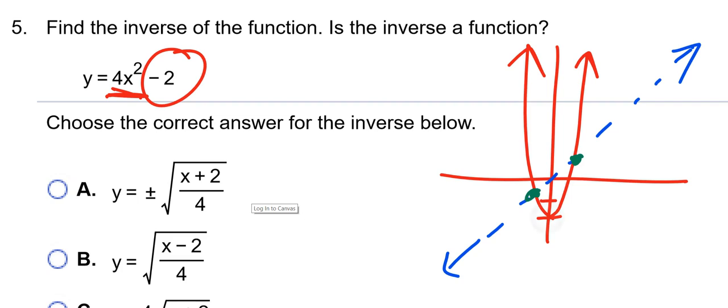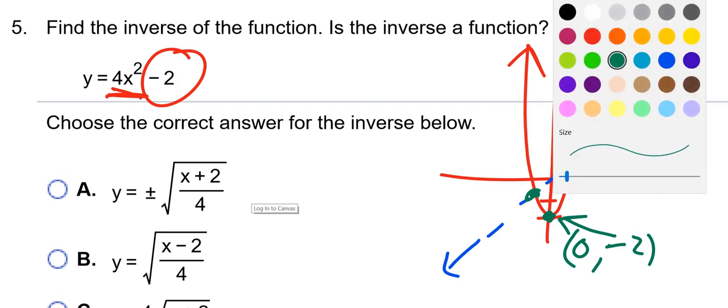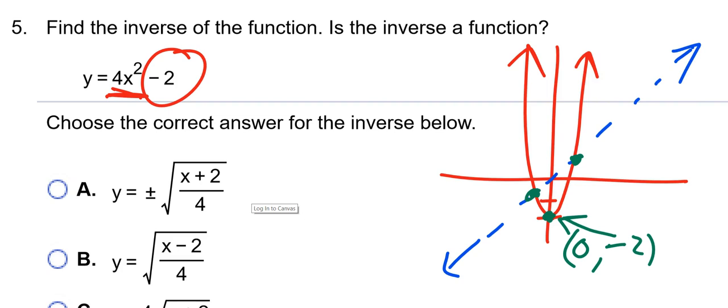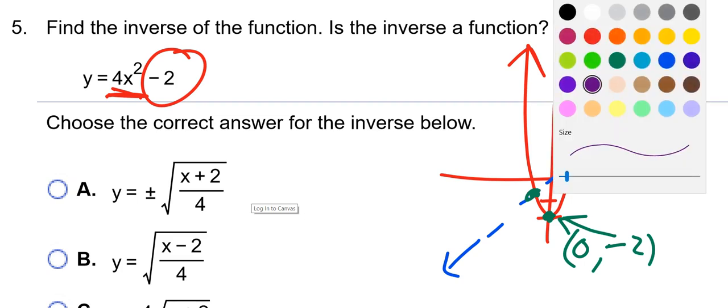Now, what's this point down here? What is this point right here? 0, -2, which is also the y-intercept. That's true. You weren't wrong. I was just asking for more specific info. Okay? Where will that point end up on the new graph?